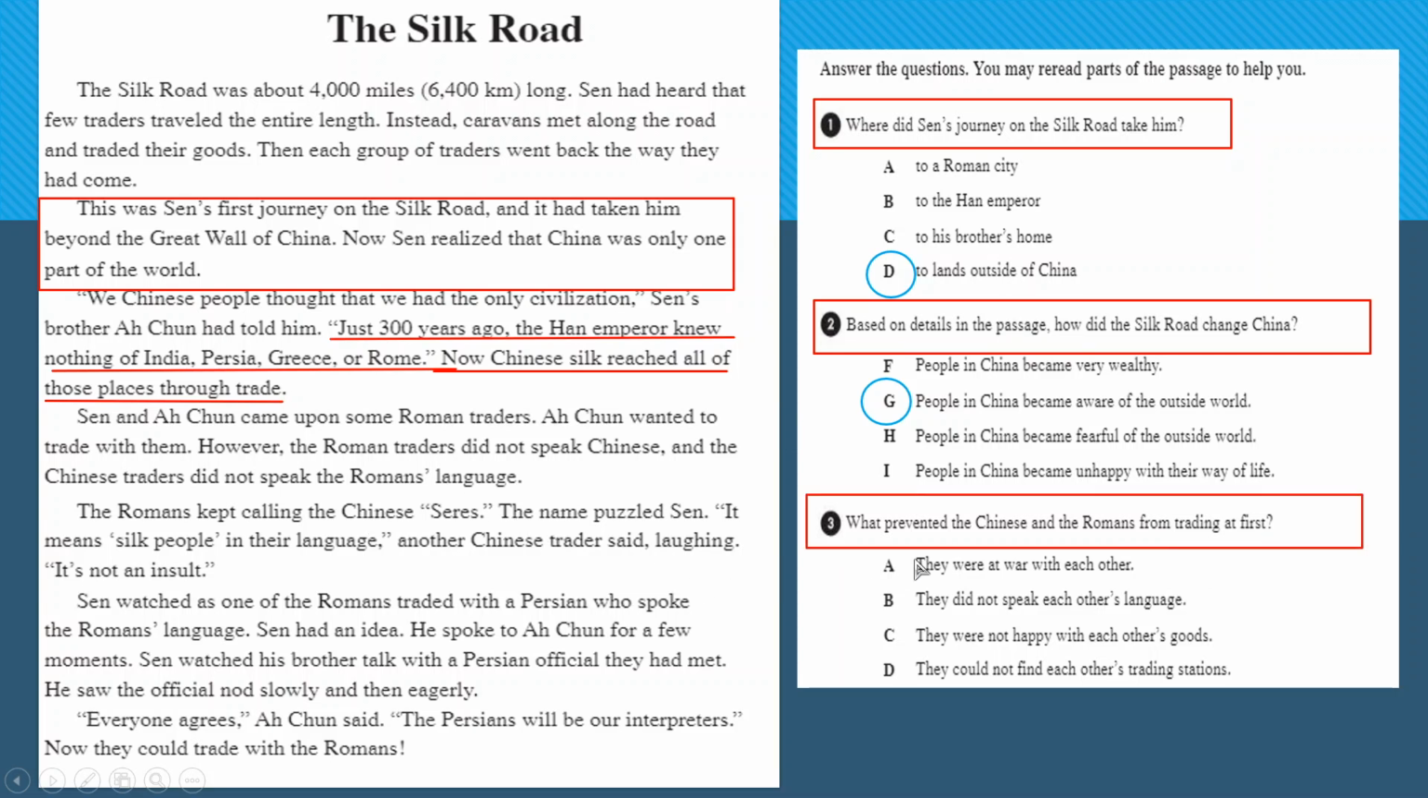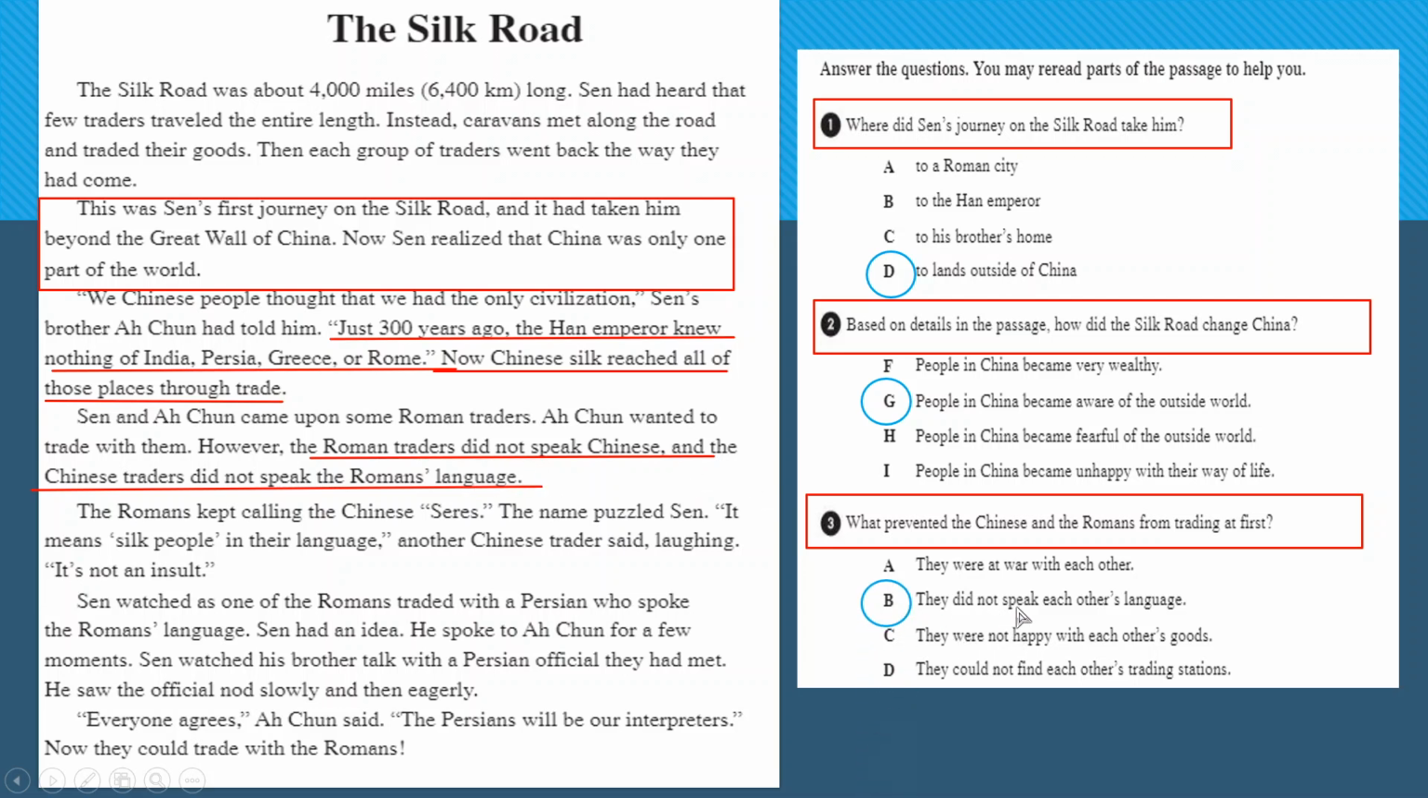Next, what prevented the Chinese and Romans from trading at first? From getting this idea, you will know what to look for in this passage over here. It's in these underlined sentences. The Roman traders did not speak Chinese, and the Chinese traders did not speak the Roman language. So which means that the problem is in the language. So what's the answer here?